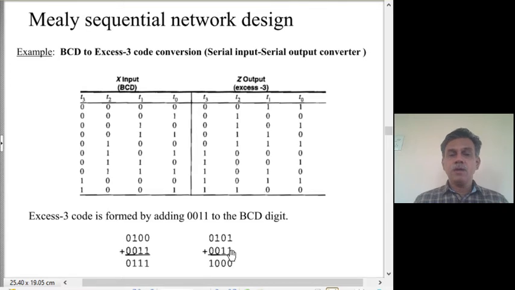So, we will distinguish three kinds of bits that may be involved in any bit addition. One, the input bit, which is the Xi. Another, the bit to be added, which can be 0 or 1 depending upon the conversion.